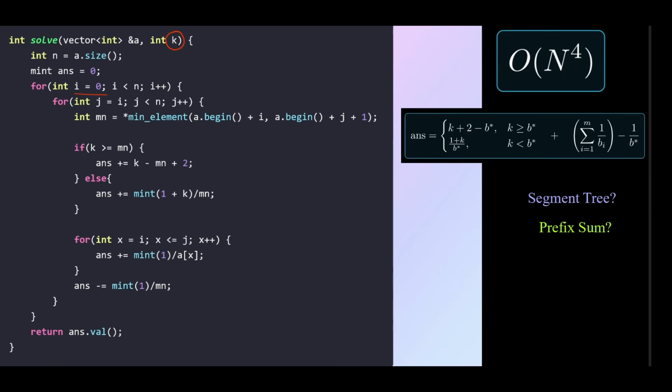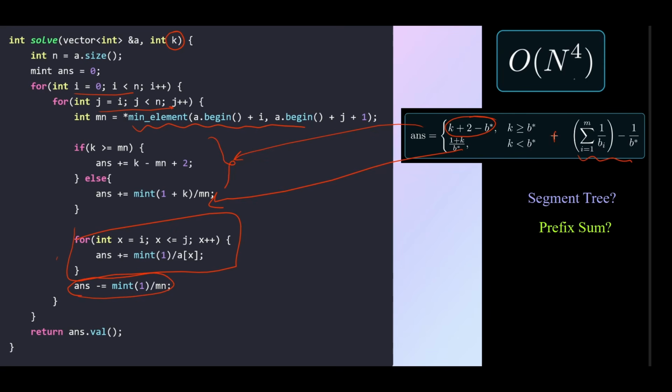You can do that by iterating i and then iterating j, and then our goal is to find the minimum valued bi. You can do that by this O of n function which is called min element. And if k is greater than or equal to the minimum, then you apply this formula which I've already added over here, or if it is less you apply this other formula, and then you still have to sum up the remaining elements of the array. So how can you do that? You sum up all the elements of the subarray and then you subtract the contribution of this minimum element, because the contribution of the minimum element has already been counted over here.